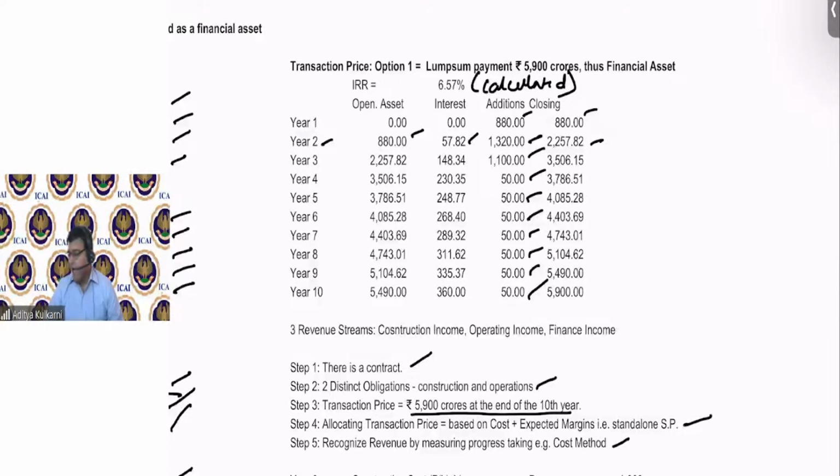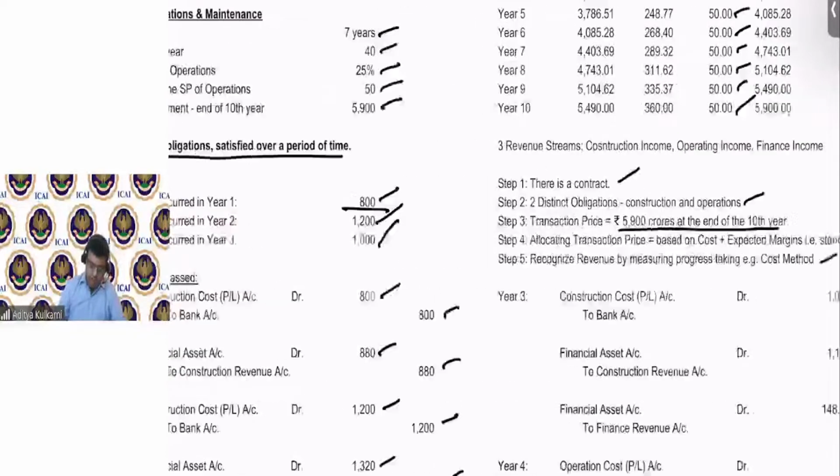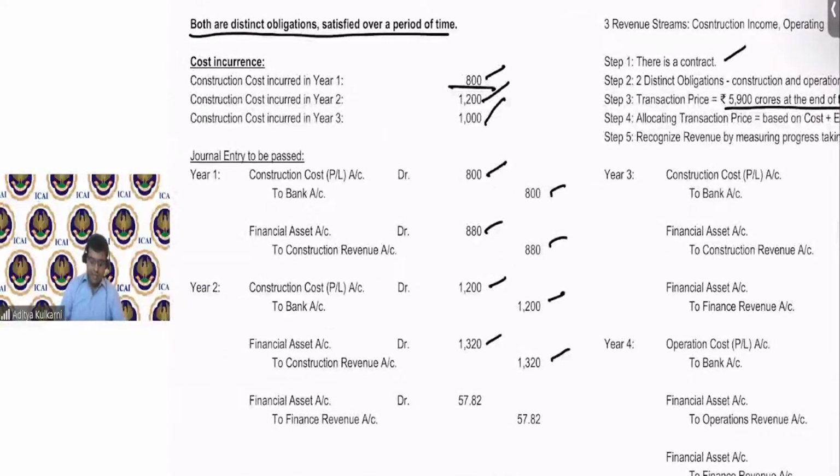And how do I get this 6.57%? Present value of cash inflows is equal to present value of cash outflows. When you equate both of them, your IRR can be calculated. So now all these are done. Construction cost to the P&L debit, bank debit, financial asset debit to construction revenue, and financial asset to finance revenue. So all these things are there.